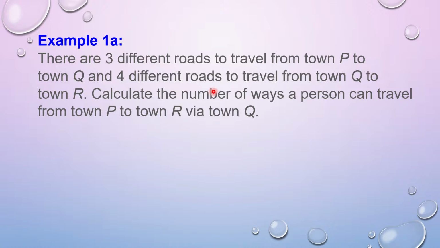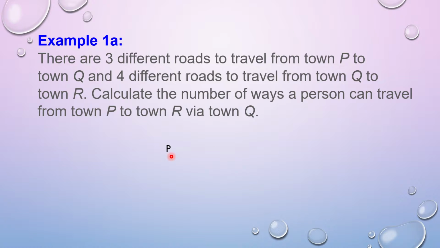There are 3 different roads to travel from town P to town Q and 4 different roads to travel from town Q to town R. Calculate the number of ways a person can travel from P to R via town Q. Okay, let's see the solution.